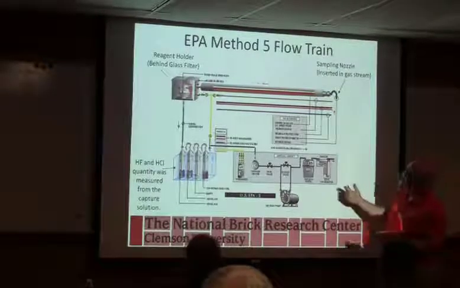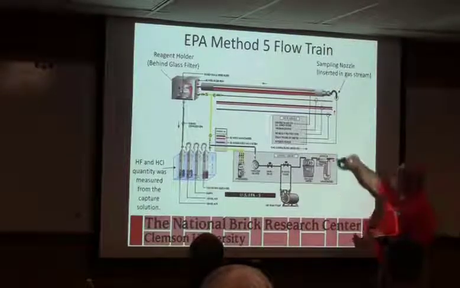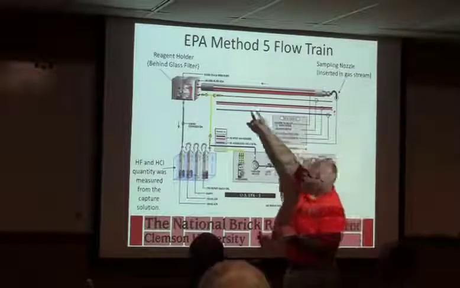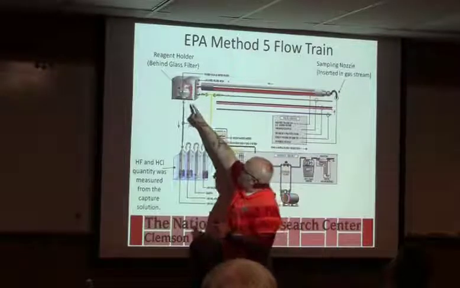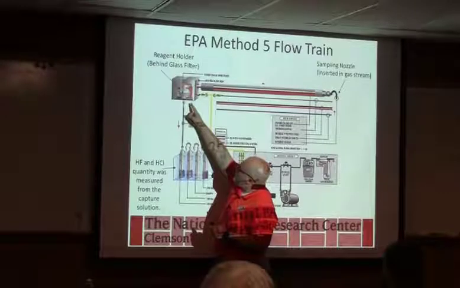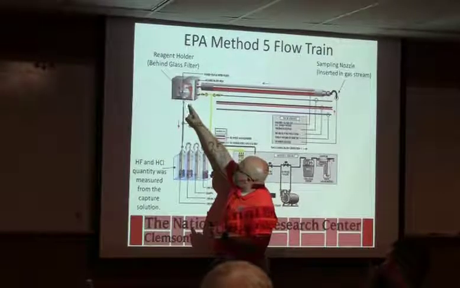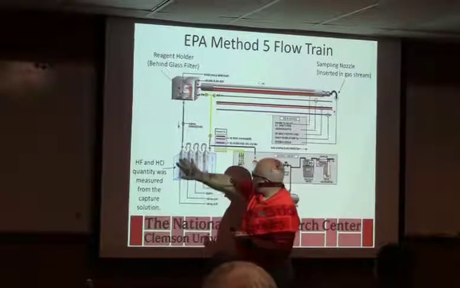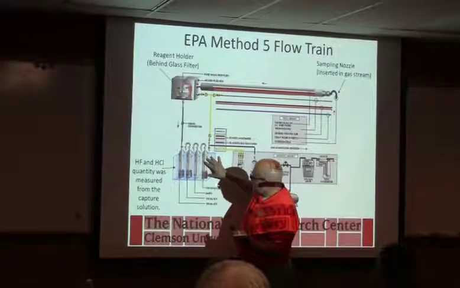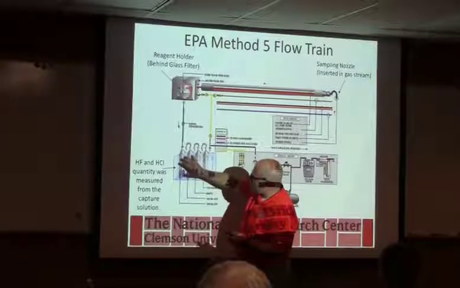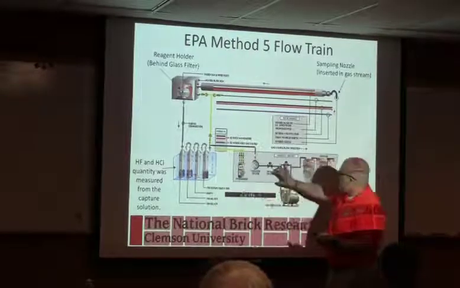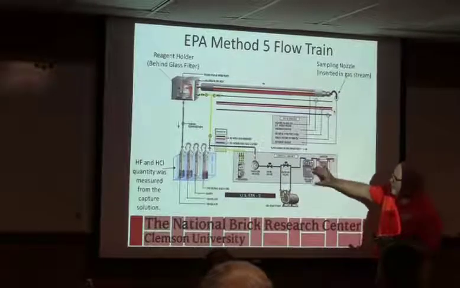So this is the basic flow train when they come do the stack test. This is the probe that goes in the stack. It's got a heated line so you don't get any condensation. And then this is the filter pad. When they're measuring particulate matter, that's where they're taking the sample. Then there's usually a group of collection liquids, and depending on the test, they're different liquids, but a lot of the stack test methods use this. And then you've got some sort of pump and volume meter.